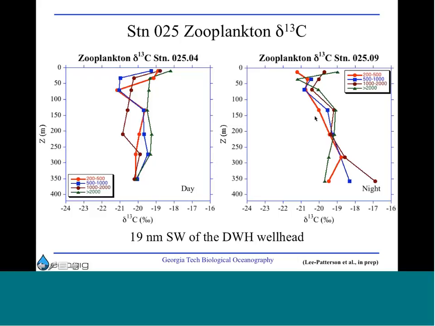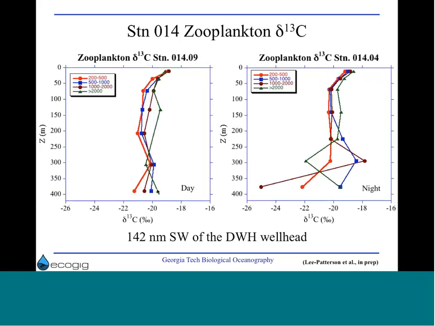In other words, the migrators, the ones that are coming to the surface at night and going downward in the water column during the day, have a lower delta C13. This suggests that the main point where carbon from oil and gas was incorporated was not at the surface, but was deeper in the water column, and the distribution of these values vertically suggests that it was somewhere within the upper few hundred meters of the water column.